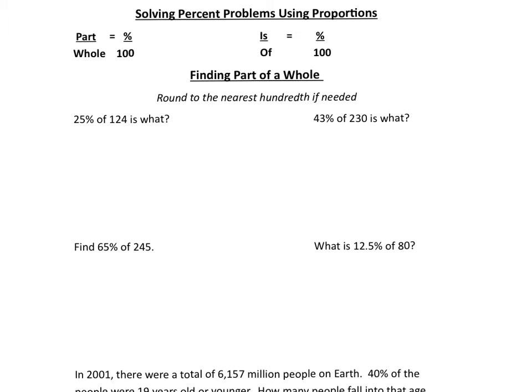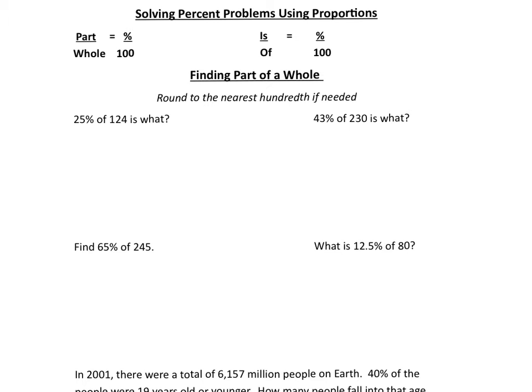At the top of the page, you have two proportions. Part over whole equals percent over 100. This is essentially what you are going to use to set up 99% of the problems involving percents. The other way you can think of it is "is" over "of" equals percent over 100. And those are just using keywords "is" and "of" to identify the part and the whole.